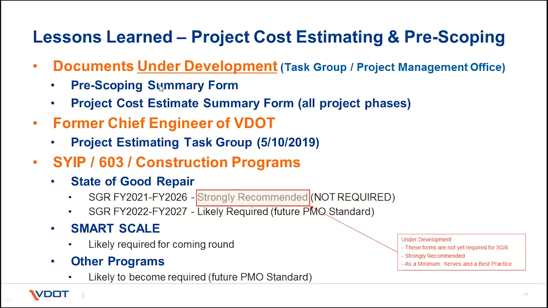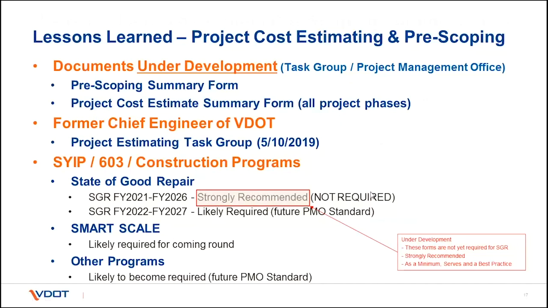There are two things under development coming out soon. One is a pre-scoping summary form, and the second one is a project cost estimate summary form for all project phases. For state of good repair, these are strongly recommended, not required. However, I understand in Smart Scale, they'll likely be required in future rounds as well as other programs. So again, for state of good repair this round, strongly recommended.